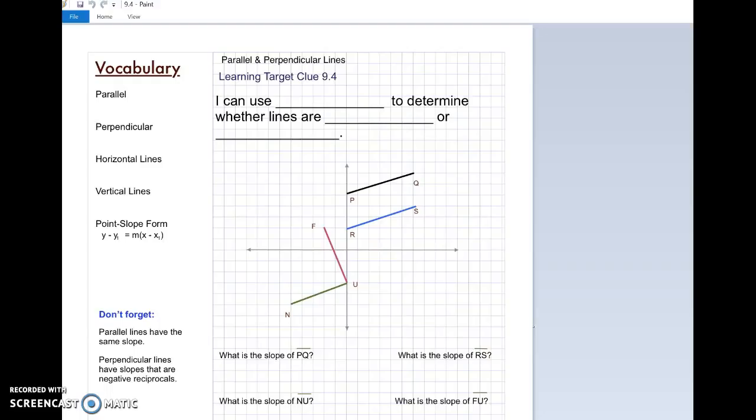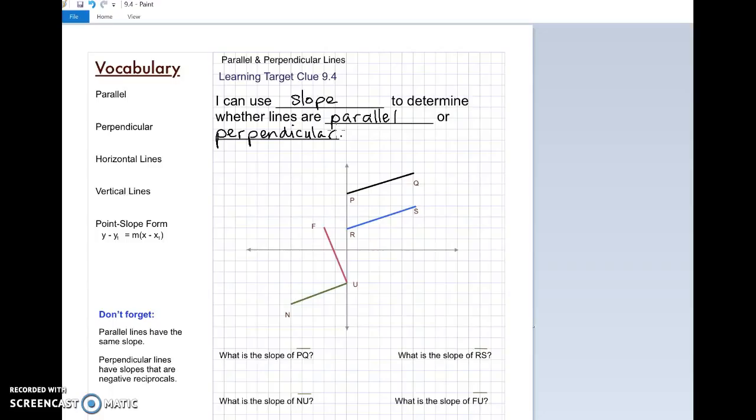We will start by writing in our learning target blanks. I can use slope to determine whether lines are parallel or perpendicular. I can use slope to determine whether lines are parallel or perpendicular.